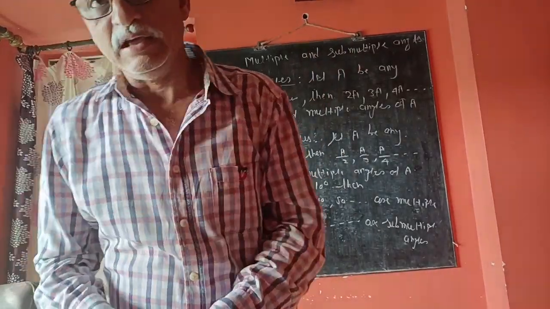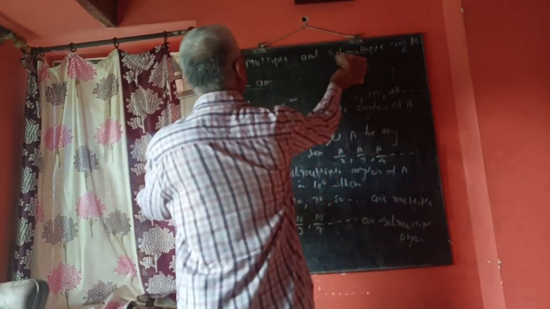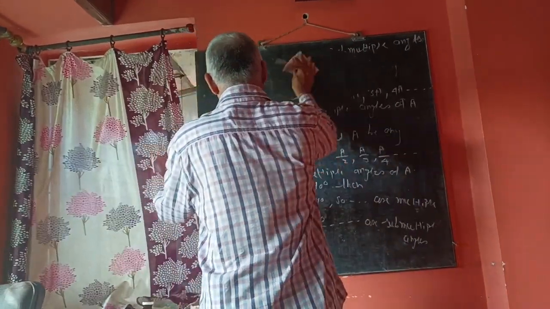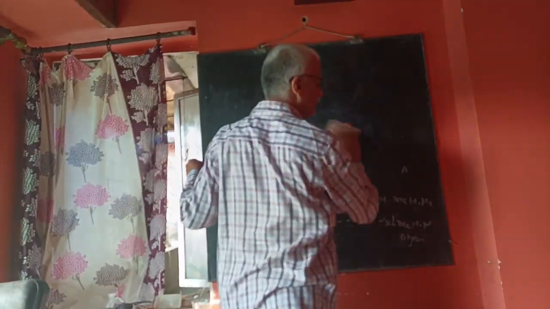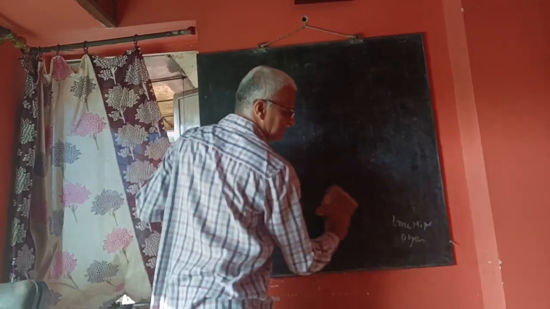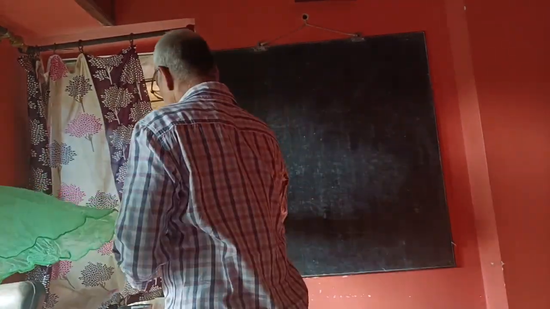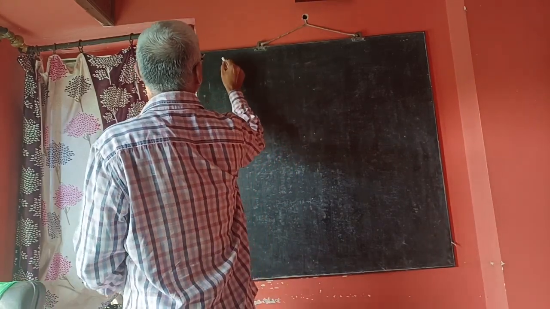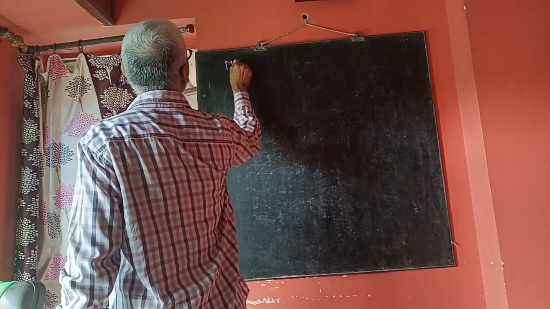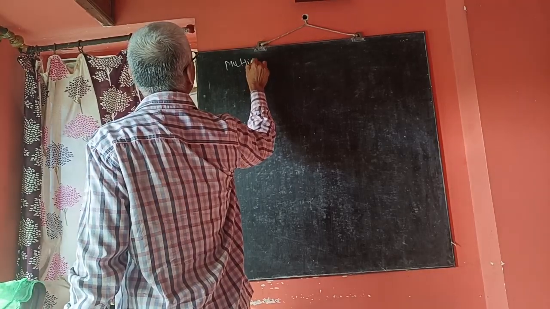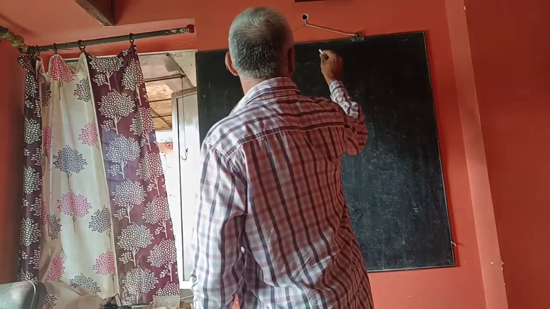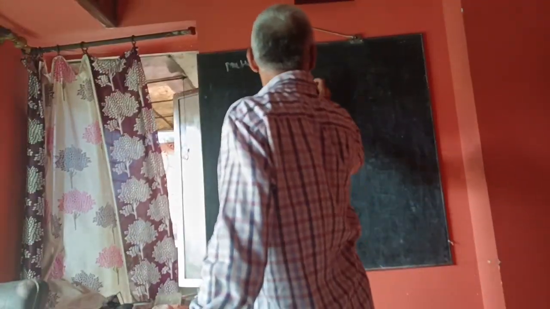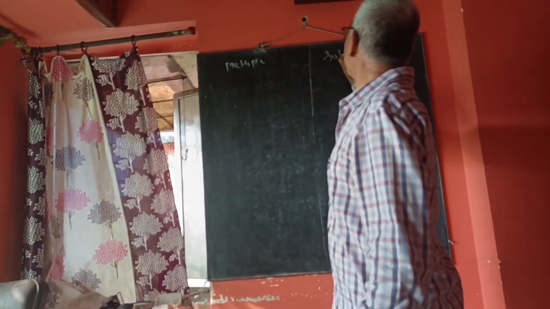Now we have to write down the formulas of multiple and submultiple angles. Actually, you have to remember only multiple. From multiple you can get the submultiple angle formulas also. So first we write here multiple, and on the other side I divide the board in two parts. Here it is submultiple.